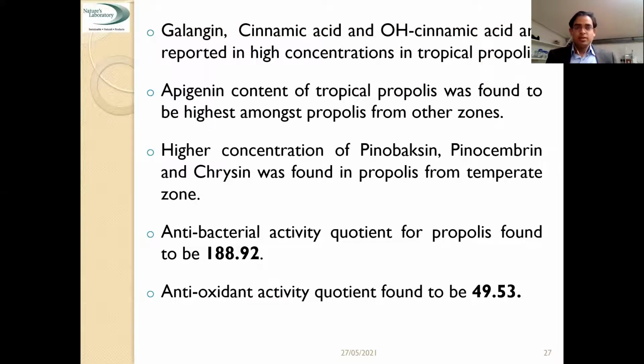What we found, as I mentioned in the earlier slide, was that galangin, cinnamic acid, and its derivatives are reported higher in concentration in tropical propolis. The apigenin content of tropical propolis was found highest among the propolis from other zones, and higher concentrations of pinobanksin, pinocembrin, and chrysin were found in the propolis from the temperate zone. So in the final conclusion, the antibacterial activity quotient for propolis was found to be 188.92, and for antioxidant activity, the PBQ was 49.53.